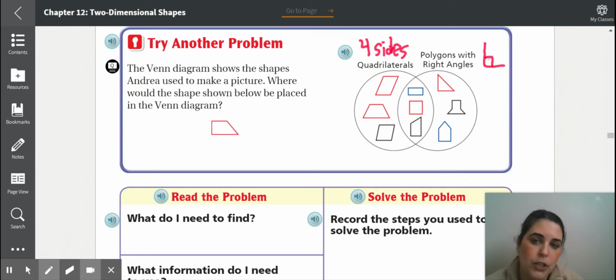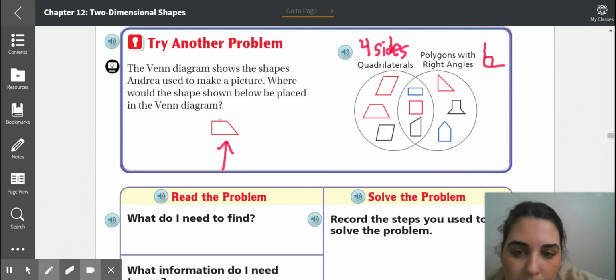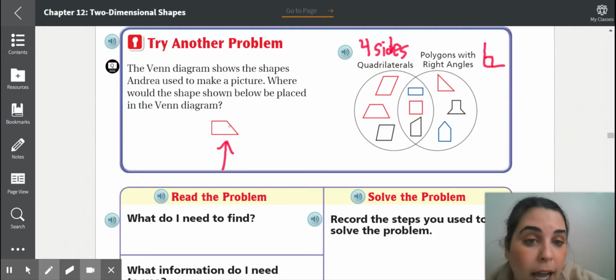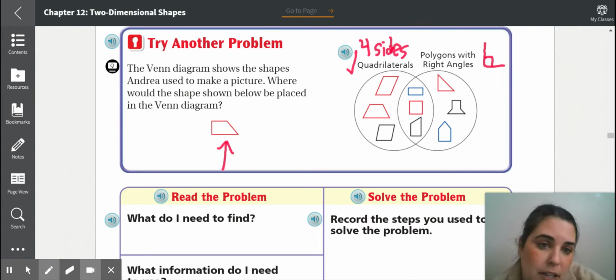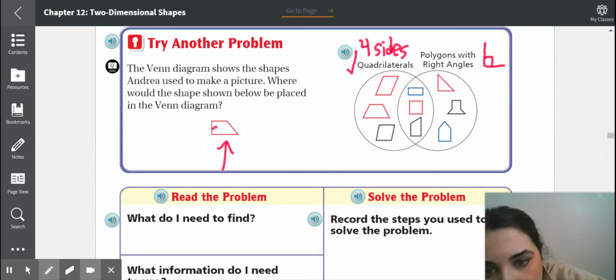All right. So the Venn diagram shows the shapes Andrea used to make a picture. Where would the shape shown below be placed in the Venn diagram? So we're looking at this shape here. Where would that go if we had to put it in the Venn diagram? Well, let's count the sides first. There's 1, 2, 3, 4 sides. Okay, so we know it is a quadrilateral. Let's see, does this shape have any right angles? Yeah, it has two, right there and right there.